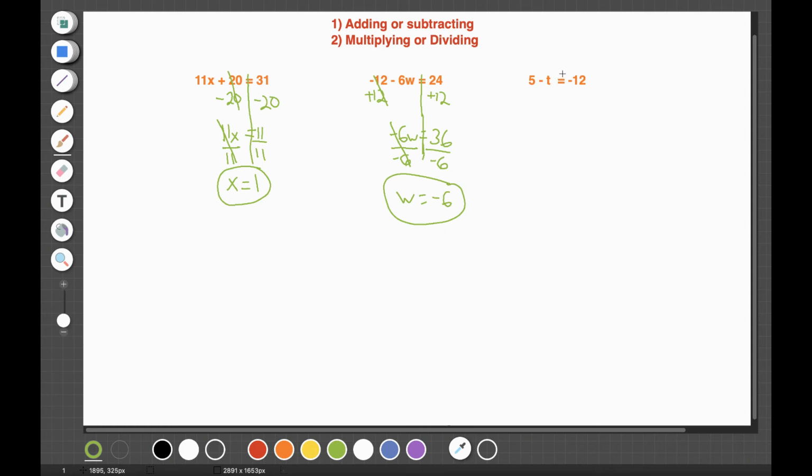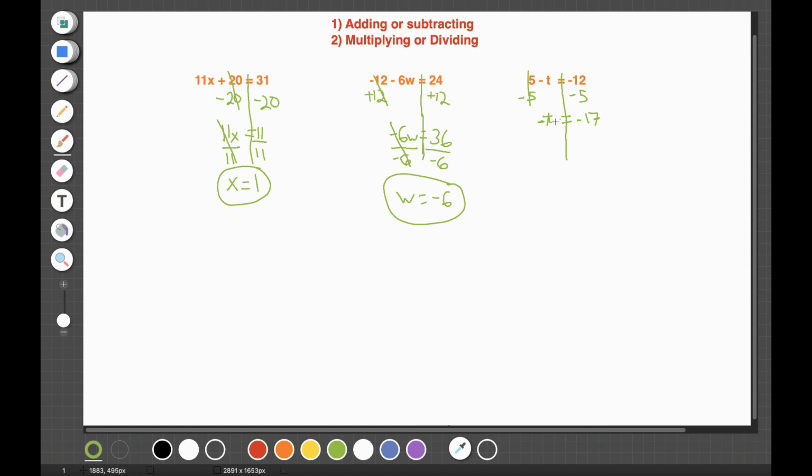Okay, last one. So again, adding or subtracting. Well, if I look on the side of the equation with the t, there is a minus. So how do I take that other term and make it a 0? Well, it's a positive 5, so I need to subtract 5. 5 minus 5 is 0. If I do that to one side, I need to do it to both sides. Those cancel out. And we're left with our negative t. We have our equals. Negative 12 minus 5 is negative 17.